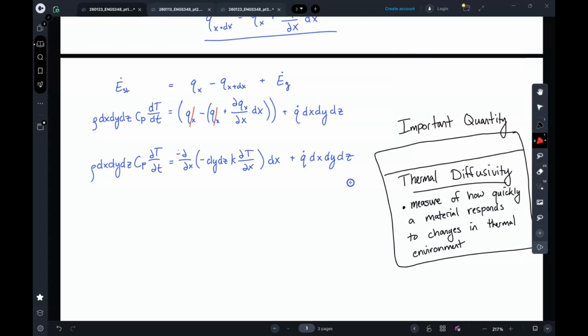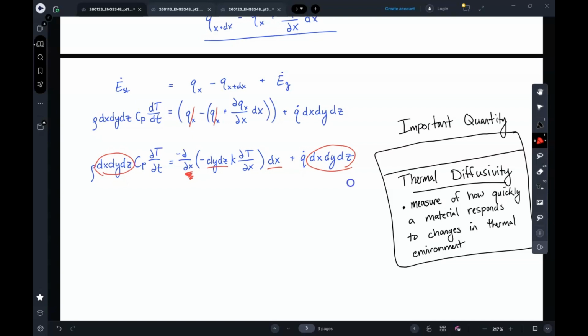This negative here and this negative here are going to turn into a positive, so those both are going to cancel out. That's going to be great. We also have a dx, dy, dz on both of those terms. We have a dx on this middle term, and we have a dy, dz that's inside of this partial derivative. But dy, dz are just the size of our cube.